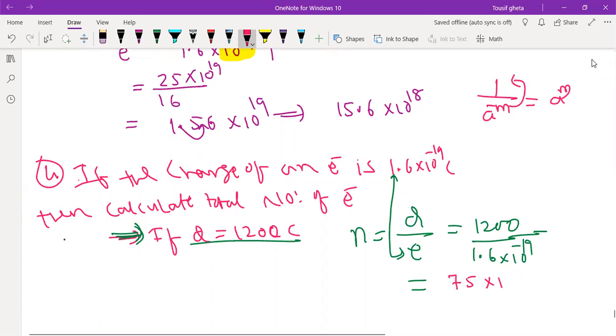So if you divide 1200 by 1.6, what will you get? If you divide 12,000 by 16, then what will you get? Tell me. Conversion we will do later on. Samprita, you are sure about 1200 by 1.6? Let's see, 1200 divided by 1.6. 750 it is. 750 into 10 raised to 18.